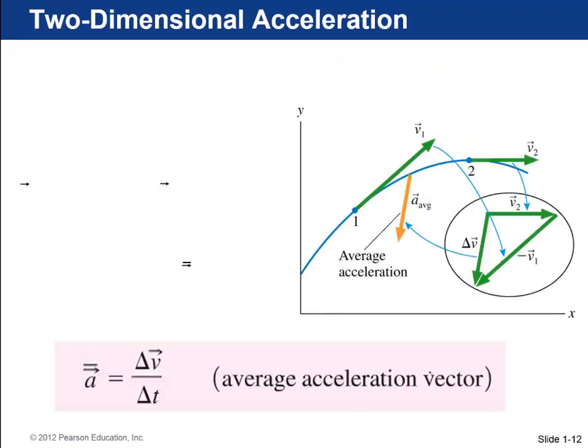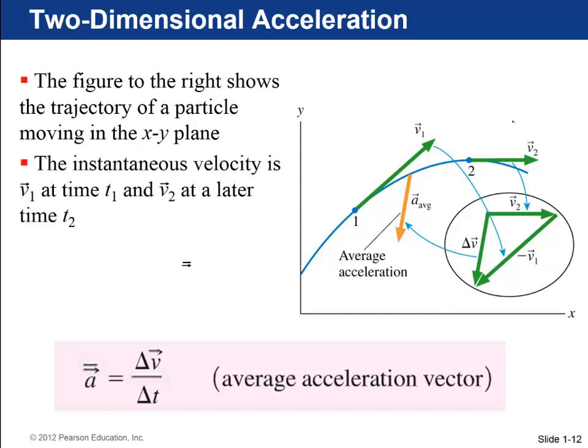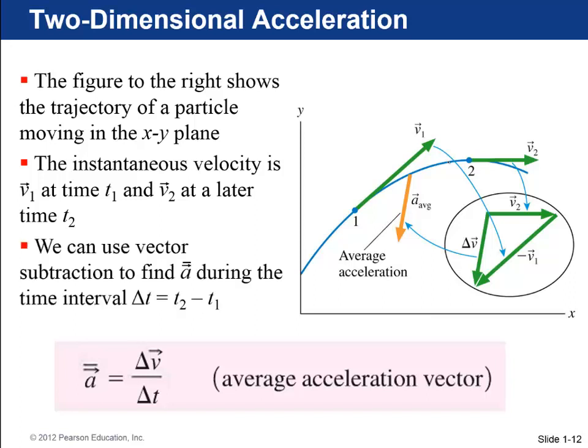There's also two-dimensional acceleration. So once again, we've drawn the trajectory, and now you can think about the instantaneous velocity at two moments in time. v1 is the velocity at some time, and v2 is the velocity at some time delta t later. We can use vector subtraction of these two velocities to find delta v, which is equal to v2 minus v1. And then you divide that delta v by delta t, and you get the average acceleration vector.